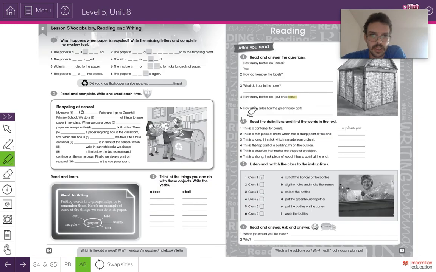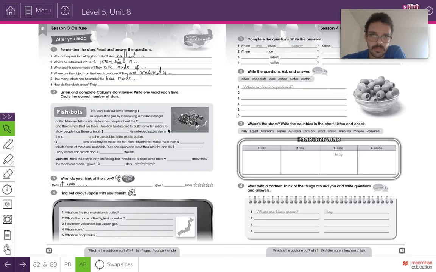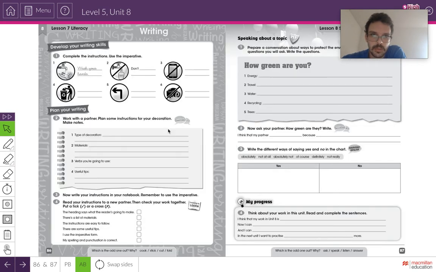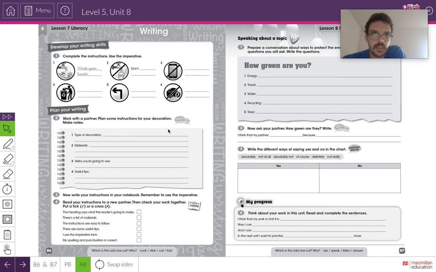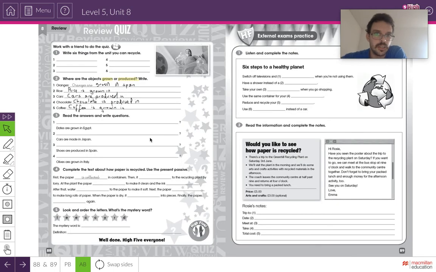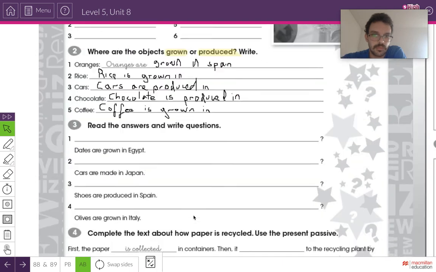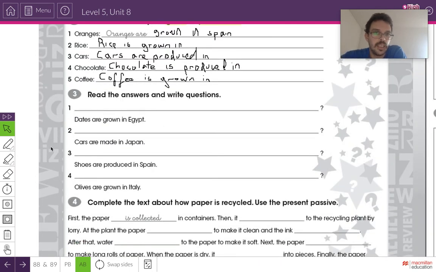So let's go back to the activity book. Here it is. If we have a look here, this says dates, that's a food, are grown in Egypt. So I have to make the question.